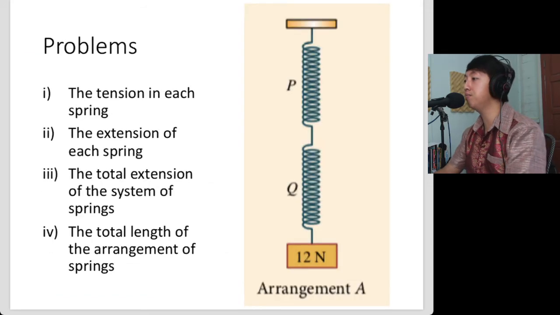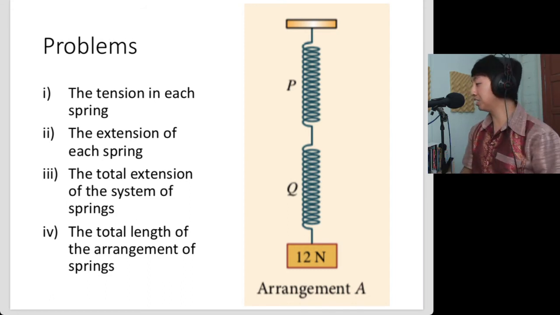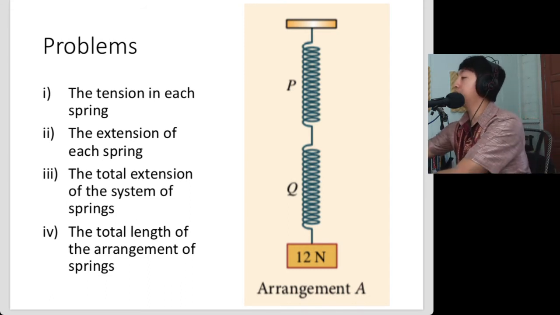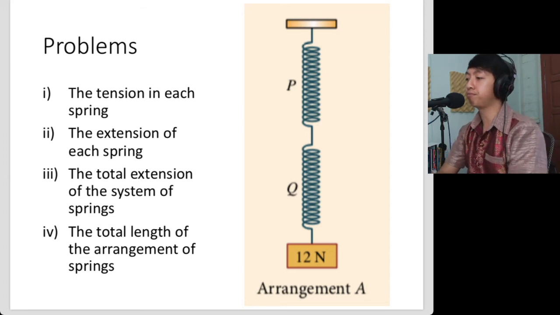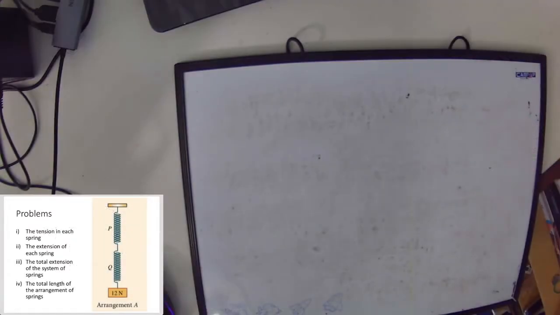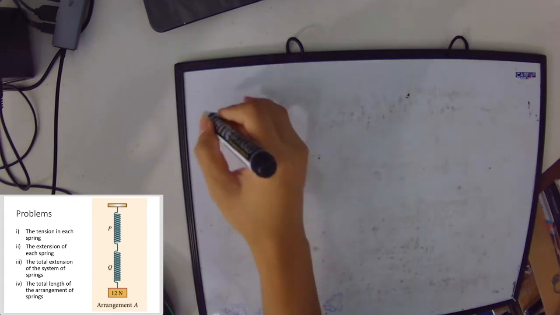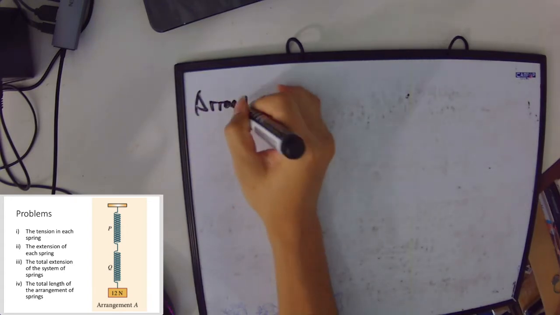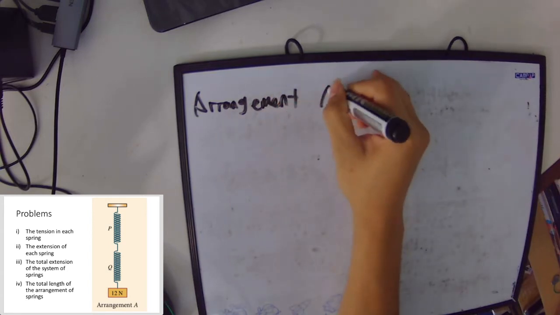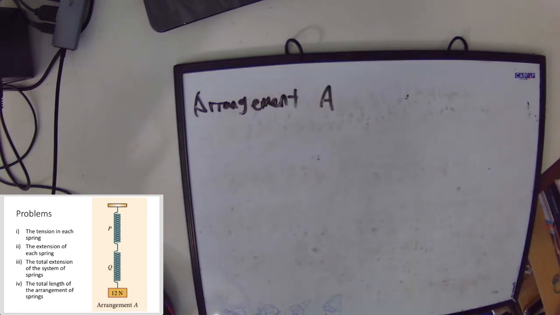So every spring system has a load of 12 newtons. So let's start one by one, because this is not quite long, but we have to do it one by one. So for question number one, let's say arrangement A. Okay, so we know that the springs are equal. They have the same spring constant and the same length. So first question, tension in each spring.